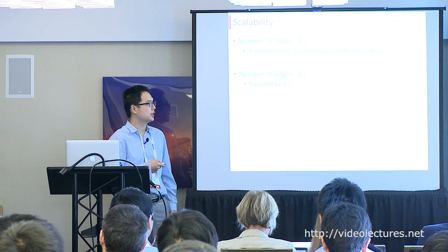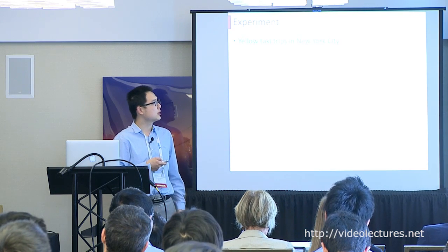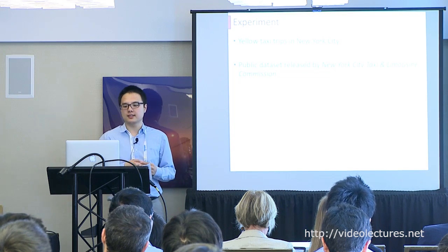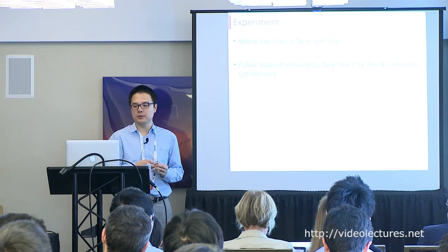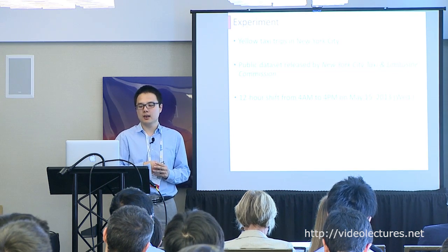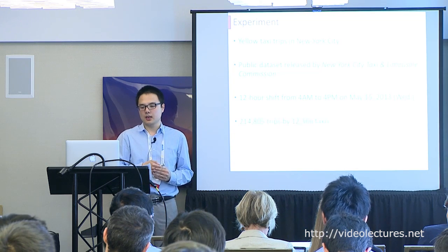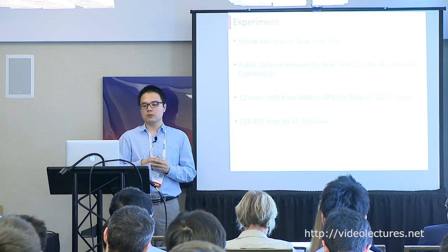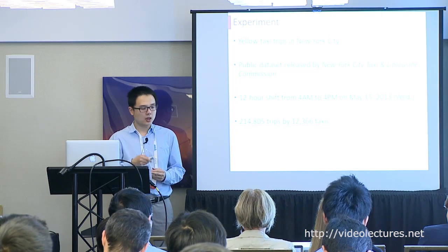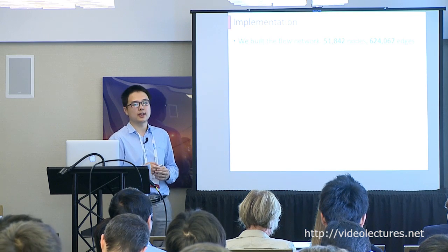Now let's look at the evaluations. For the dataset, we took all the trips made by yellow taxis in New York City, from a public dataset released by the New York City Taxi and Limousine Commission. We took a 12-hour shift of data from 4 a.m. to 4 p.m. on May 15th, 2013, which was a normal Wednesday. In this time interval, there were over 214,000 trips made by 12,000 taxis. We implemented the flow network, and this is the number of nodes and edges in the network.